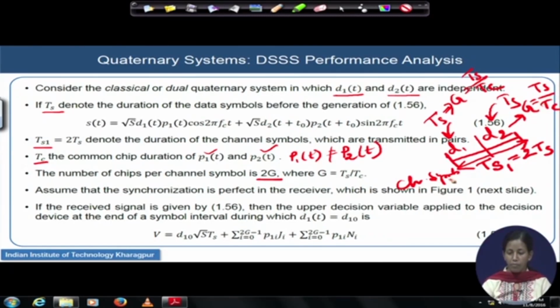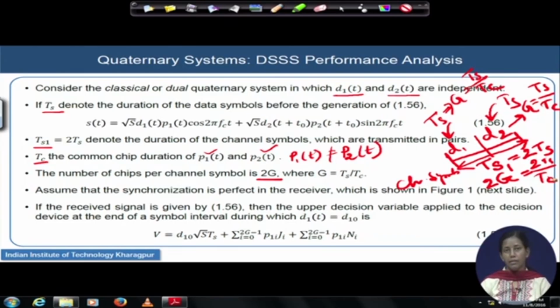So, if I see from the channel symbol duration, the total gain we will get is 2G, and over this 2G during the channel symbol period, you will be getting a total of 2 times the number of chips divided by Tc. So that is why Ts by Tc is equal to G, and hence you are getting twice the gain involved in this kind of communication.